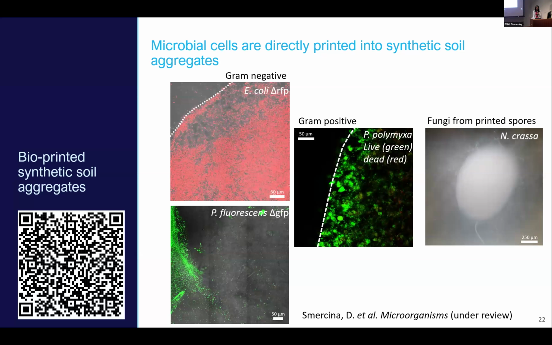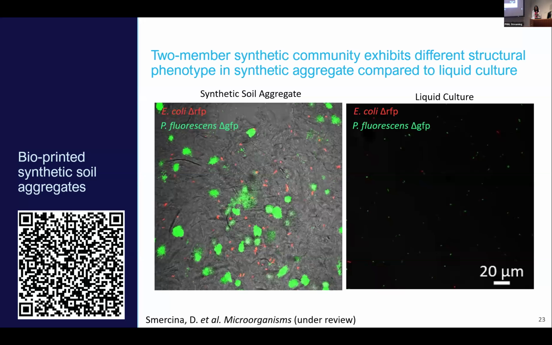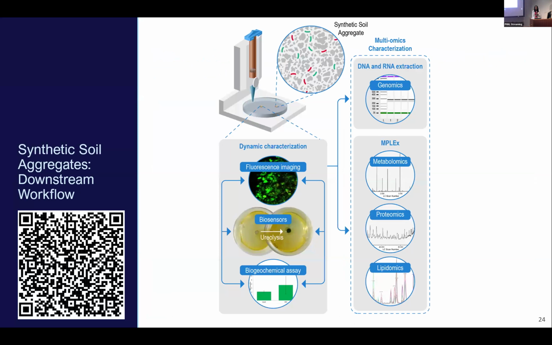So here are some examples of imaging inside of these 3D printed synthetic soil aggregates. We can do imaging of these microbes by staining them inside of these aggregates. Here are some more examples of that. And then the other thing is these are also compatible with several different types of multi-omics characterization. DNA and RNA extractions can be done from these aggregates. So then we can compare these with if you have some kind of soil experiment as well.